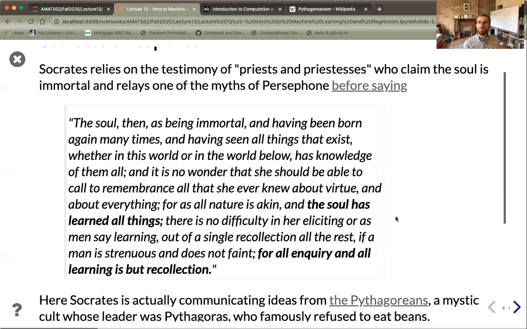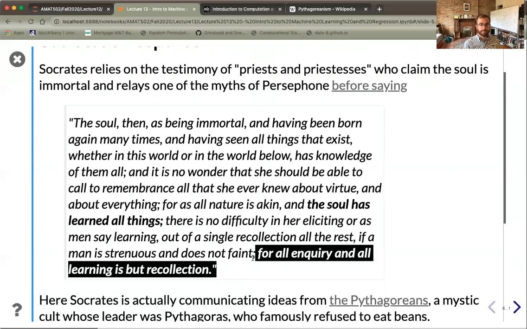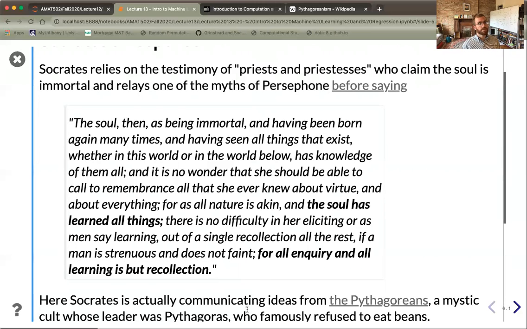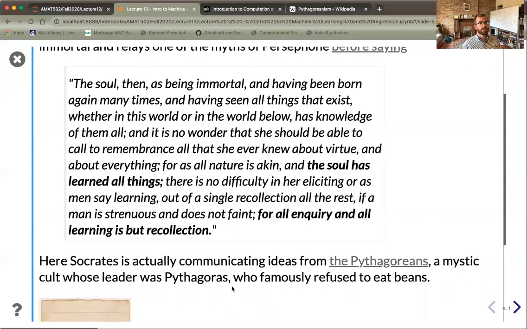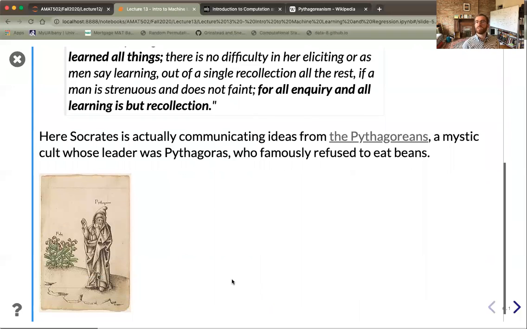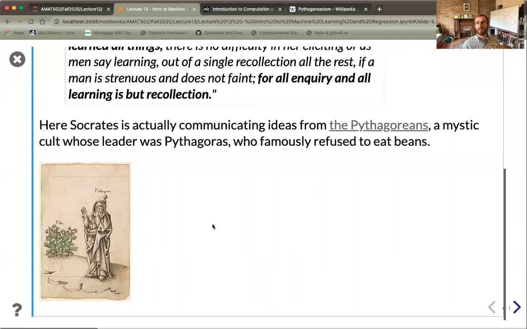So the two key parts of that are that the soul has learned all things. And this comes from this sort of cycle of birth and rebirth, and the ability for the soul to voyage outside the body and travel into other realms. But the key line here that I want you to remember is that all inquiry and all learning is but recollection. So this is a pretty mystical idea. And in fact, what Socrates is doing here is he's channeling something from Pythagoras, who you might associate with the Pythagorean theorem, but he was also the leader of a pretty interesting cult and had a weird fear of beans, refused to eat beans.